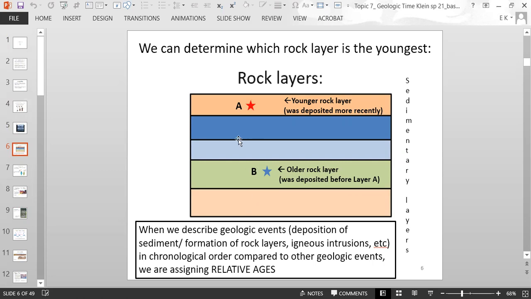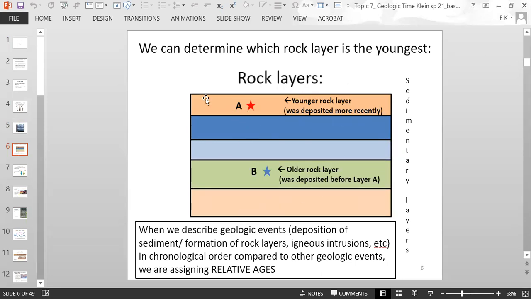When we describe geologic events, such as deposition of sediment and the formation of rock layers, or igneous intrusions, or folding or faulting, when we describe these events in chronological order compared to other geologic events, we are assigning what we call relative ages.